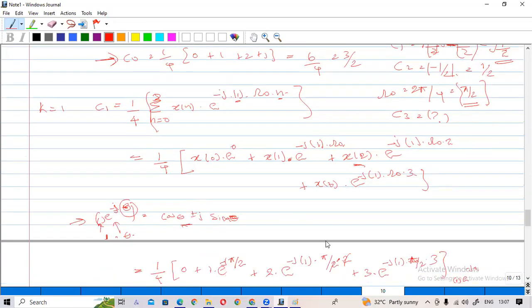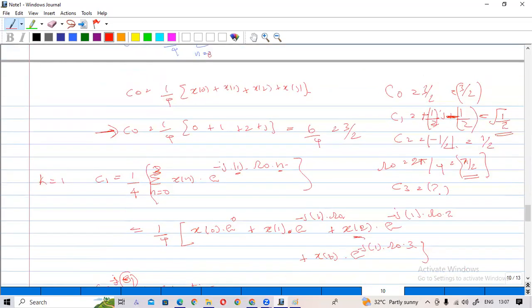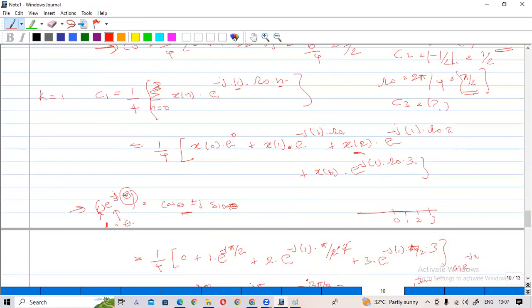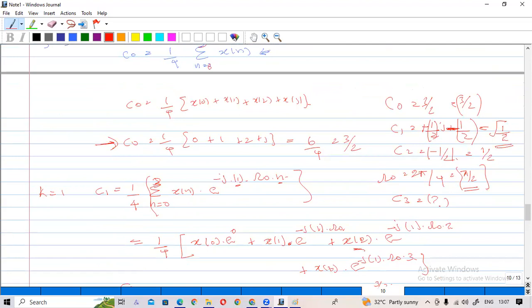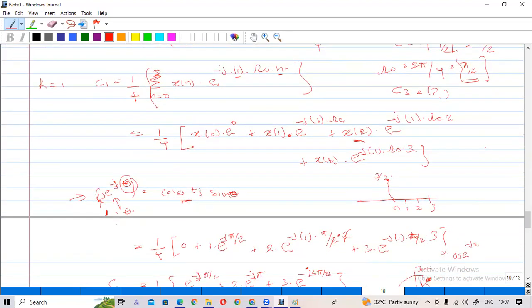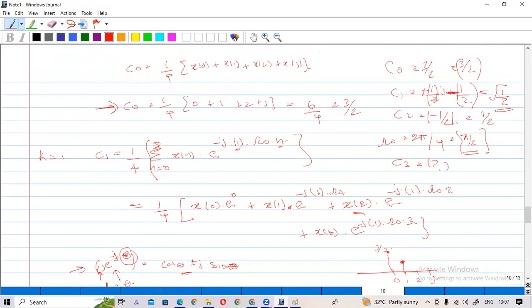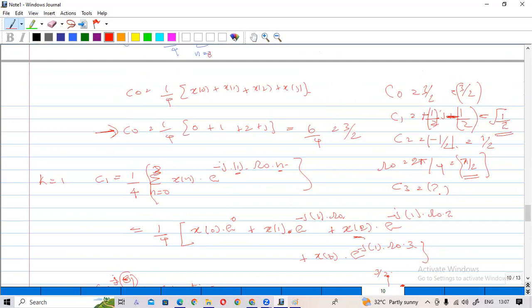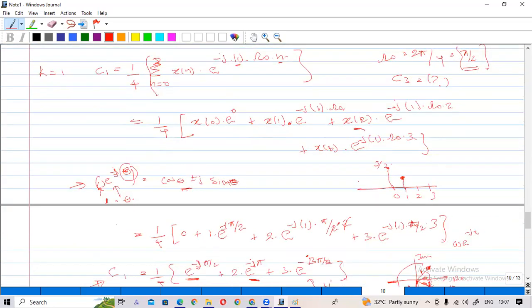Okay, so if you plot the magnitude plot, the k from 0 to 3, 0, 1, 2, 3, the magnitude of C0 is 3/2, that is 1.5. The magnitude will be 3/2, and the first one, C1, magnitude is root 1/2, so it will be somewhere here. And C2, the magnitude is 1/4, so it is somewhere here.